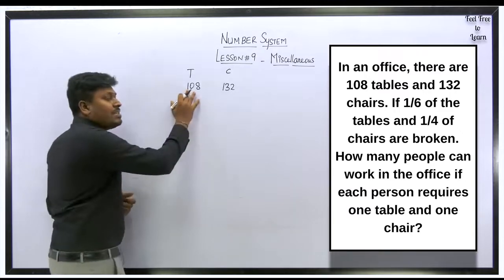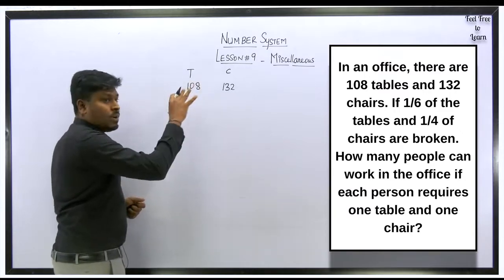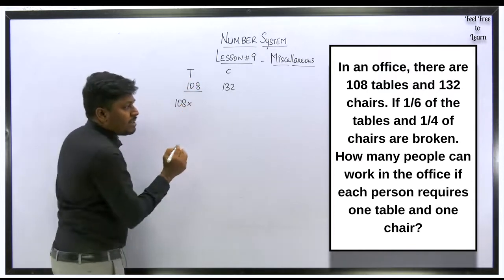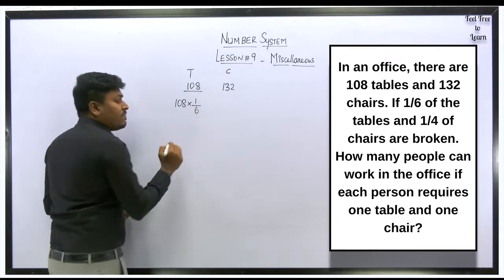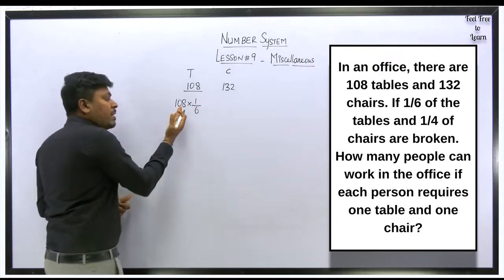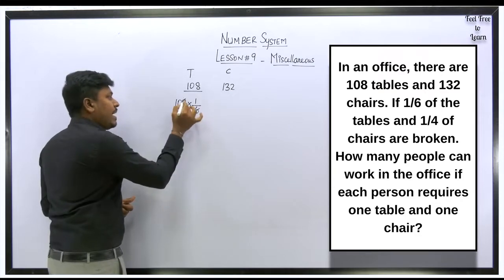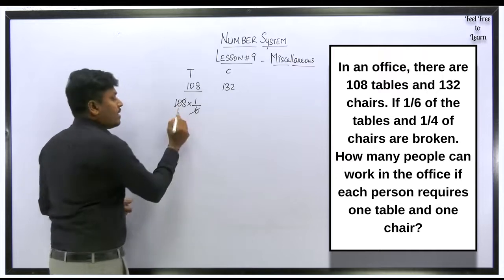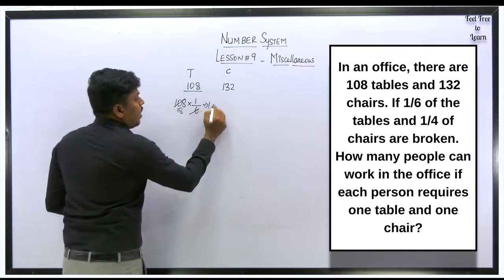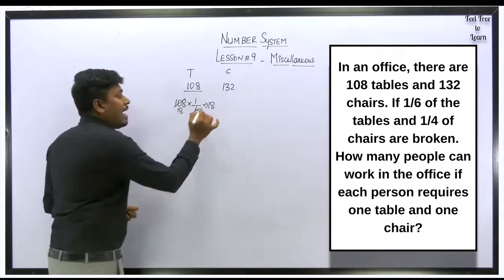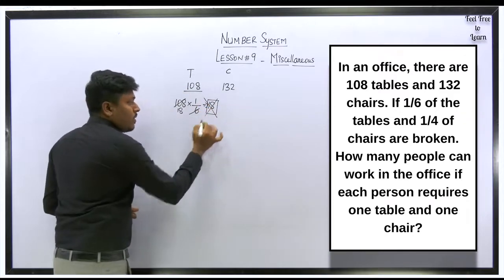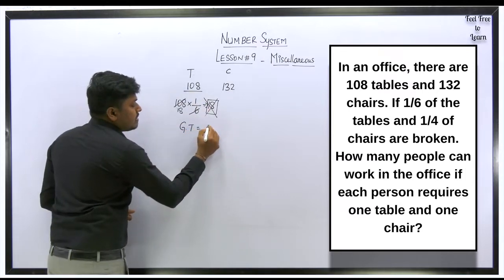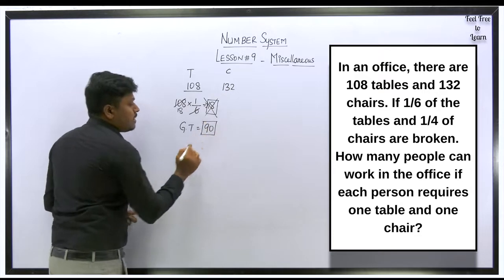So let me find how many tables are good and how many are broken. According to the question, 1/6 of the tables were broken. Let me find 1/6 of 108. We can cancel this: 1 6 are 6, remaining 48, 8 6 are 48, so 18. So out of these 108 tables, 18 tables were broken. Got it or not? So subtract 108 minus 18. The good tables will be 90. So 90 tables are unbroken.